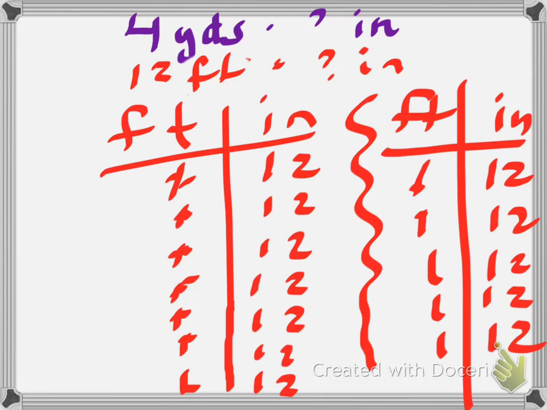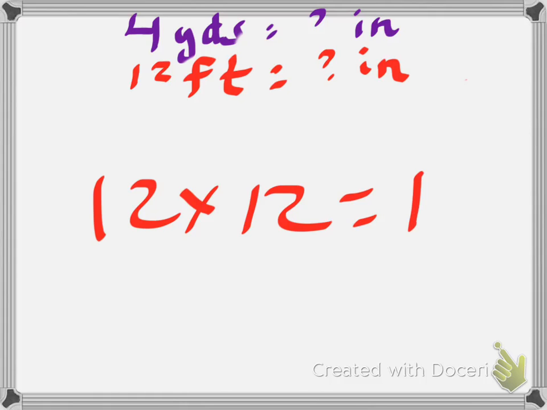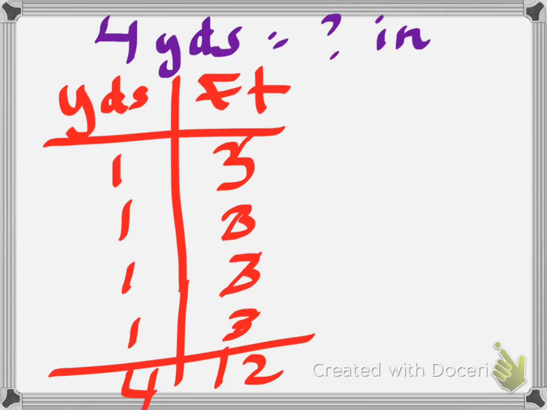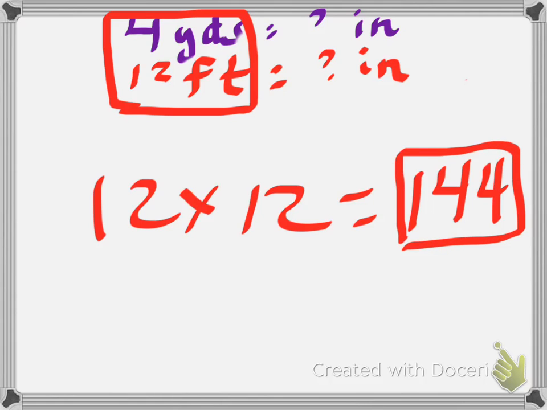So what can I do to help me solve this problem? 12 groups of 12. Well, groups of really is just another way of saying 12 times 12. Now, those of us that know our 12 facts know that 12 times 12 equals 144. If you don't know your 12 facts, it's really not a big deal because you just go ahead and add up what we had before. Okay, so again, 12 feet is equivalent to 4 yards. And then we went ahead and converted that, 4 yards, into inches.